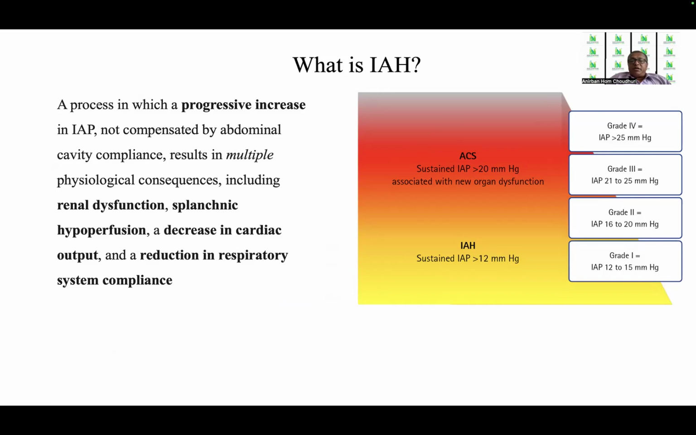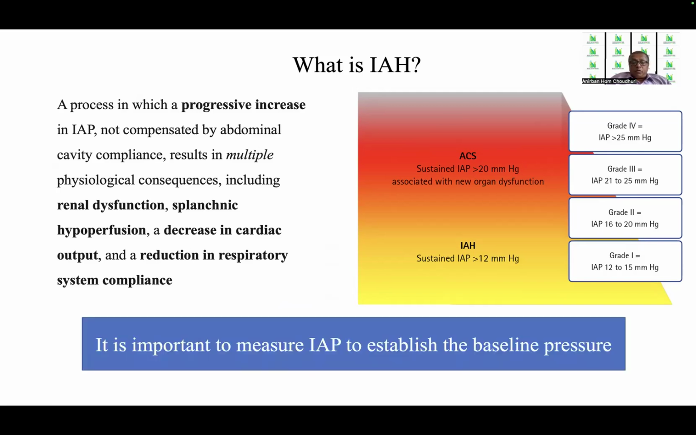So conventionally, it is divided into 4 grades. Grade 1 is intra-abdominal pressure of 12 to 15 millimeter of mercury. Grade 2 is 16 to 20. Grade 3 is 21 to 25. And grade 4 is more than 25. However, whenever there is sustained intra-abdominal pressure of more than 20 millimeter of mercury in presence of a new organ dysfunction, we label it as abdominal compartment syndrome.